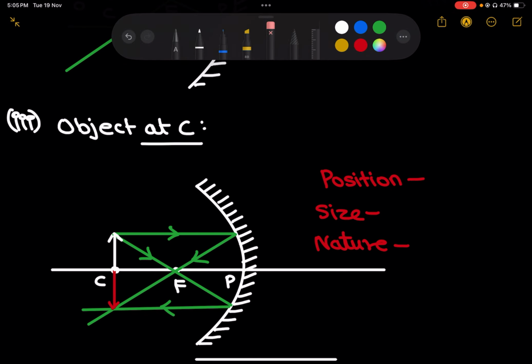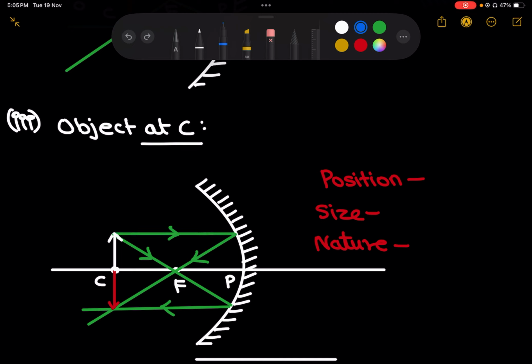Now we are moving it closer and it is at C. So what happens? Here again, the same two rays we are directing. First, parallel to the principal axis, passes through the focus. Second, passing through the focus, parallel to the principal axis. And it forms an image which is again at the center of curvature itself.